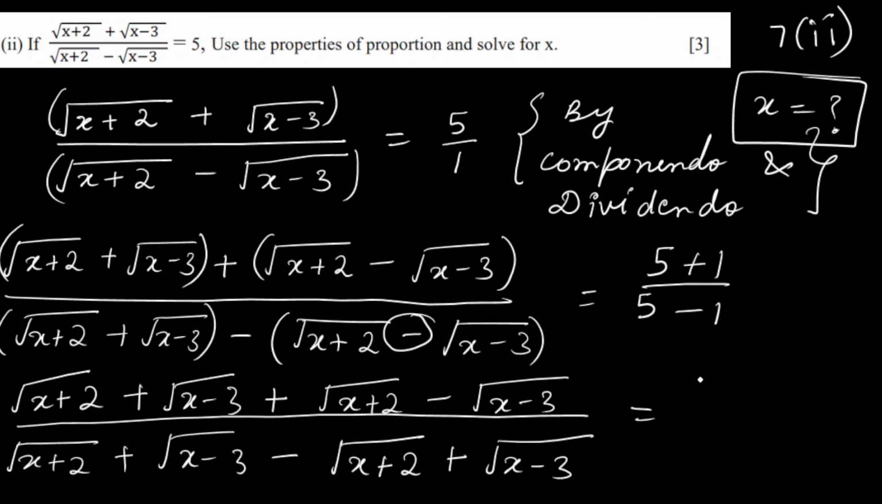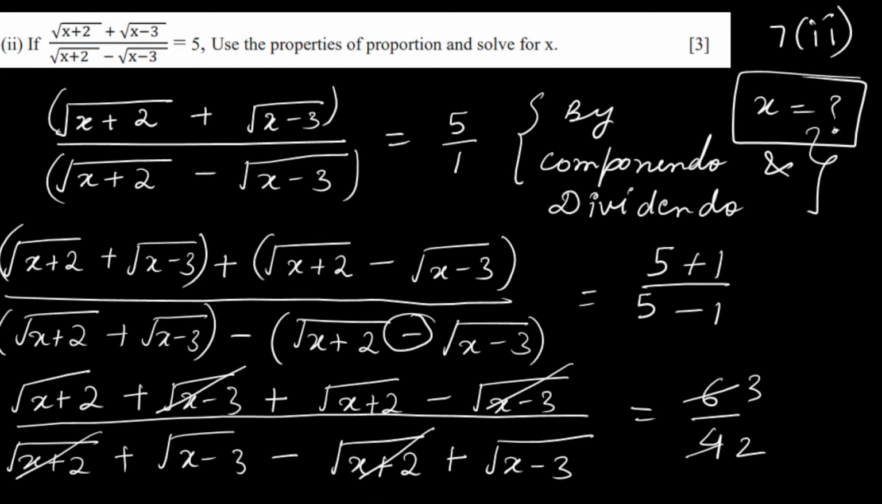So 5 plus 1 is 6 and 5 minus 1 is 4. We can do cancellation here. So 2 into 3, 2 into 2. This side also same terms with opposite signs will get cancelled. So root x minus 3 will get cancelled, plus root x minus 3 minus root x minus 3. So here plus root x plus 2 and minus root x plus 2, they both will get cancelled because of the opposite sign.